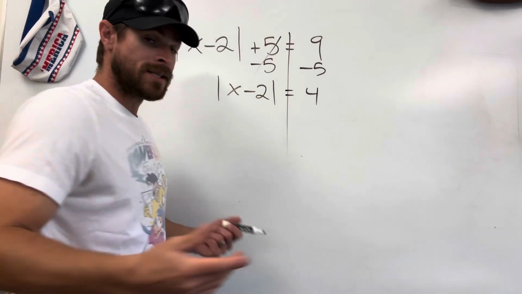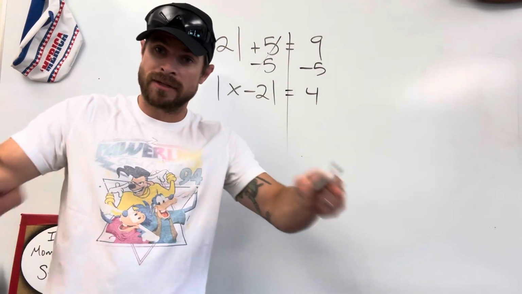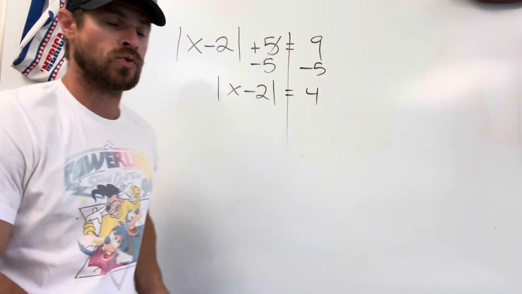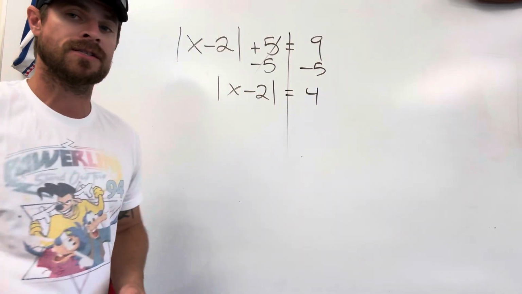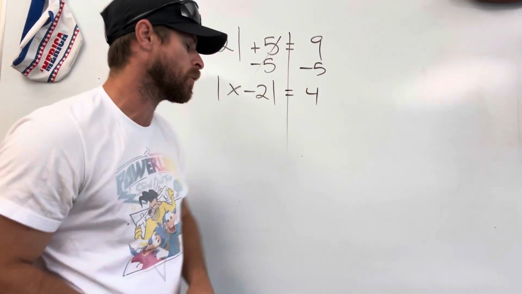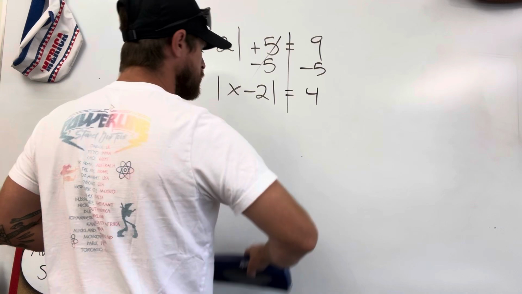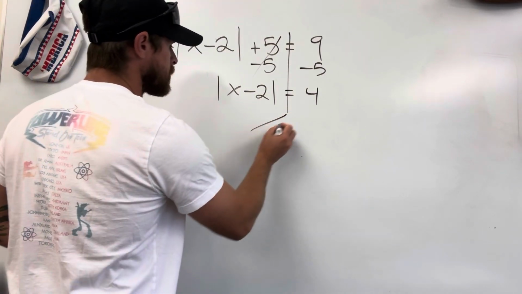Okay, once you isolate the bars, it's time for you to split it into two equations. One needs to be equal to 4. The other needs to be equal to negative 4. And then you solve each of those equations and you're done. So this is a fairly basic one as well.